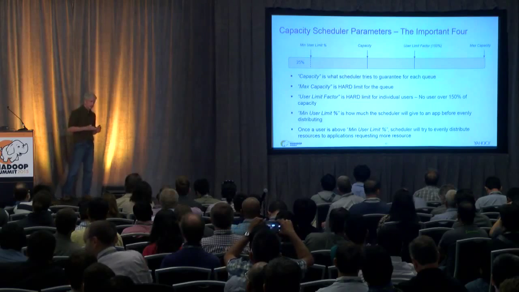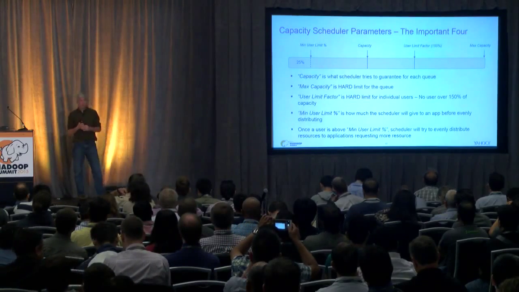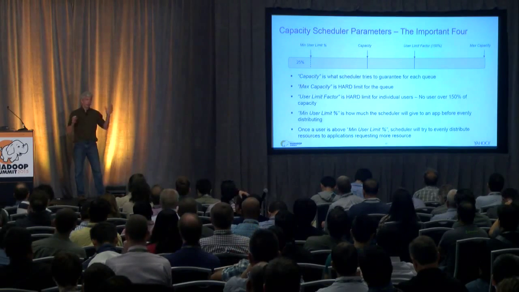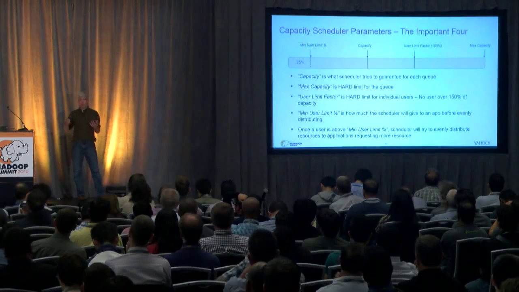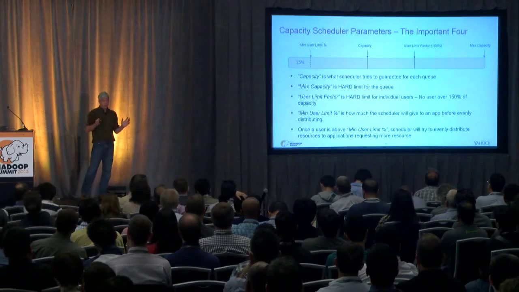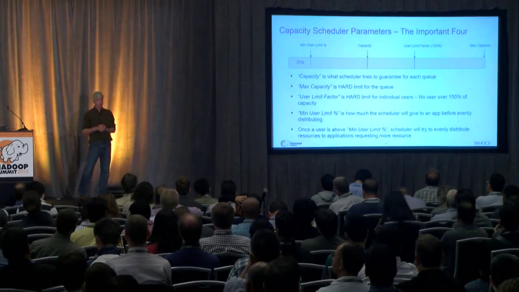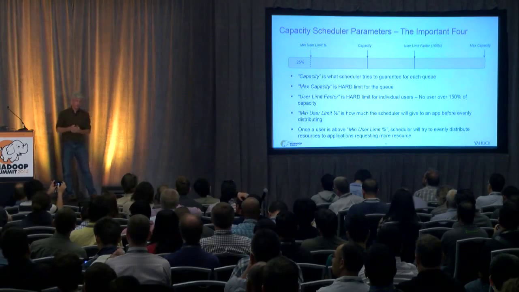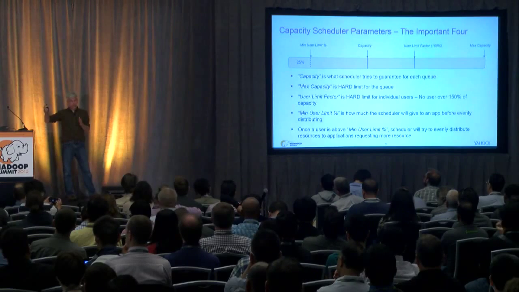And then there's a couple of user limit settings. So user limit factor is a hard limit for the individual users within the queue. This is a way of saying I have 10 users in the queue, and I don't want any one of them to take up more than a certain amount of the queue. So in this example, I think I used 150%. So in this queue, a user could not use more than 150% of the capacity. That's a pretty high number. A lot of times you wouldn't go quite that high, but it's the higher end bound for the user.